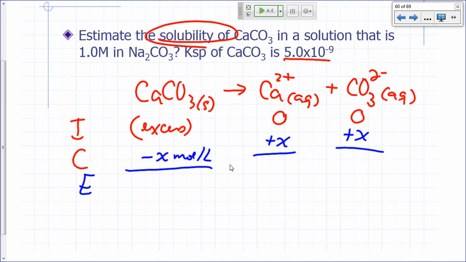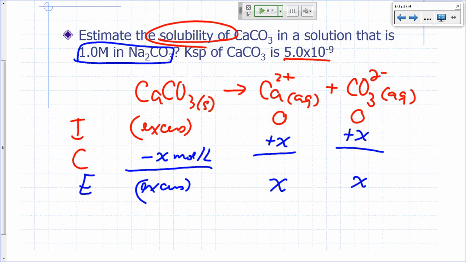If you want to be able to calculate the solubility, you still want to make sure you have an excess of the solid, right? And so you have x moles per liter of calcium and x moles per liter of carbonate. Oops, I forgot something. This is 1 molar in sodium carbonate. So what's my initial carbonate concentration? It's not going to be 0. What is it?